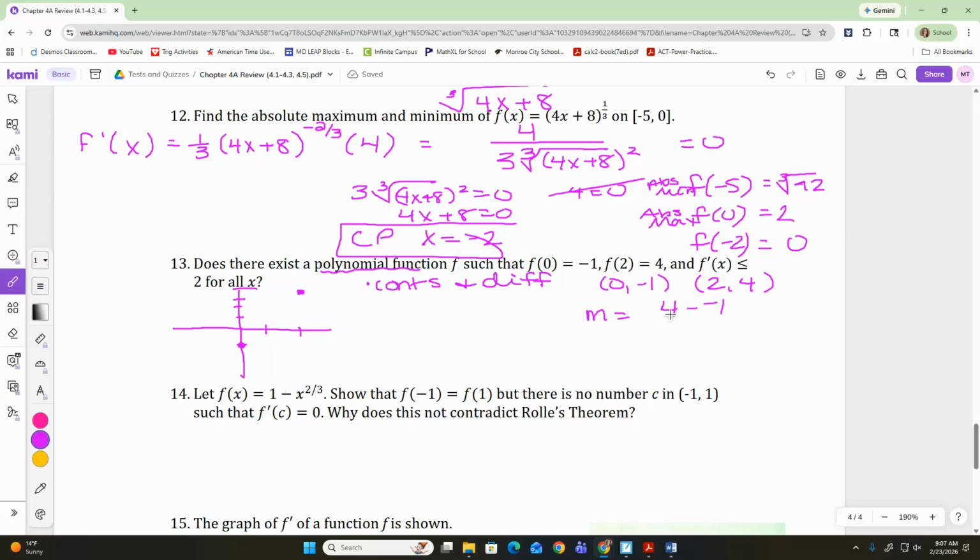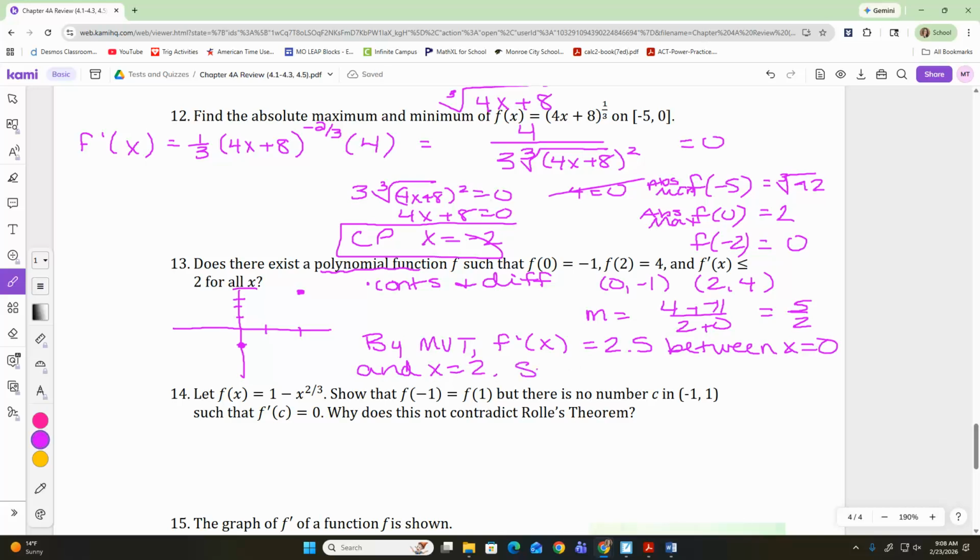y2 minus y1 over x2 minus x1. So we get 5 over 2, or 2.5. So by the mean value theorem, f prime has to equal 2.5 between 0 and 2. So this is not possible. The derivative can't always be less than 2 because the mean value theorem tells us somewhere it's going to be 2.5 in that interval.